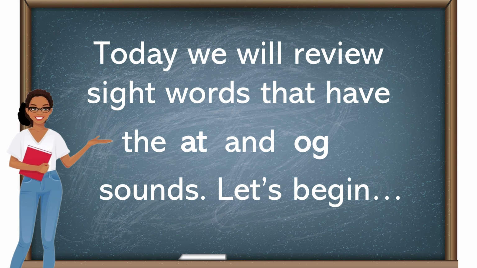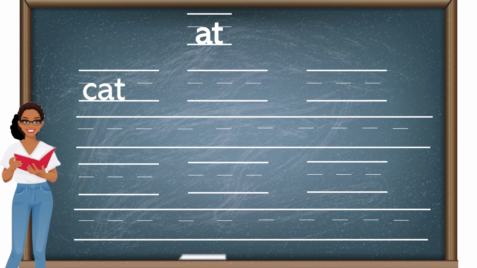Today we will review sight words that have the at and og sounds. Let's begin. We'll start with words from the at list. Our first word is cat. It ends in at. Cat. At.